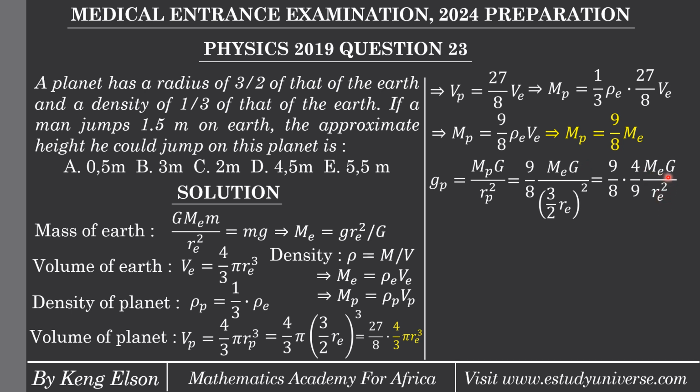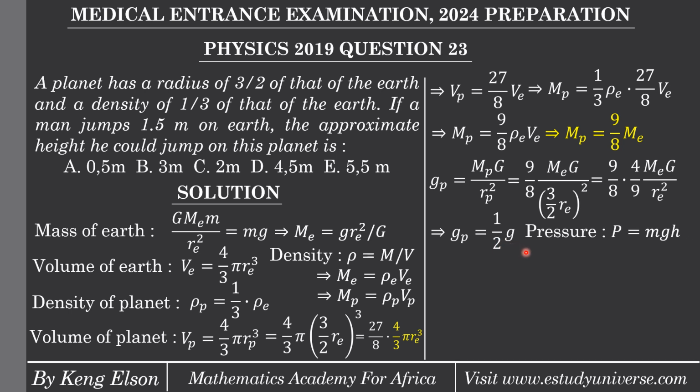Now M_E G over R_E squared is definitely g of the earth. If you want to look for g here, your g is M_E G over R_E squared. So this quantity here is small g, or g of the earth. Now 9 cancels 9 and 4 goes into 8 two times. So the gravitational field strength on the planet is half of the gravitational field strength of the earth. So g_P is equal to half g.